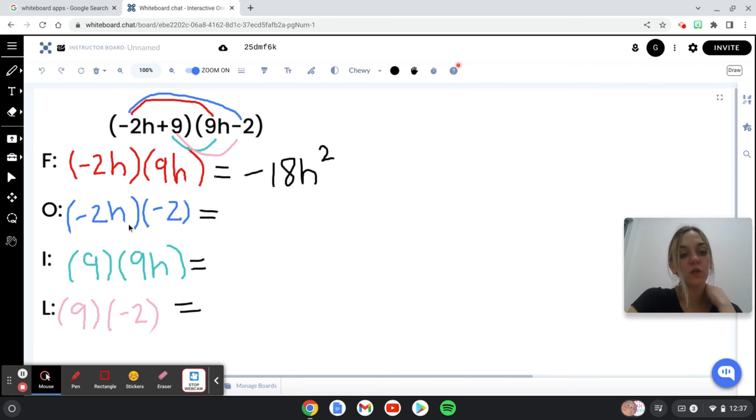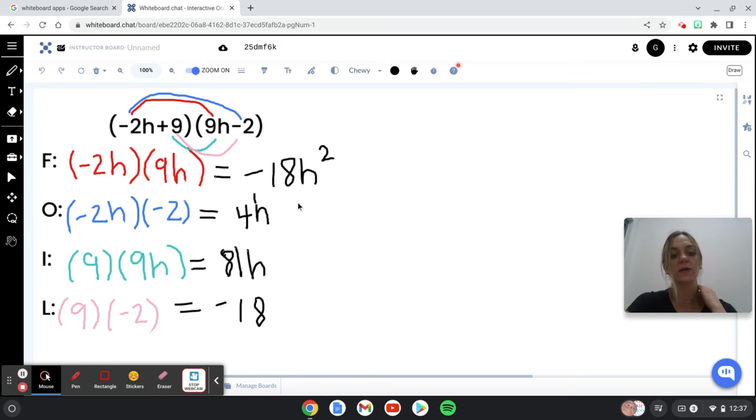O is negative 2h times negative 2. So I'm going to multiply my two coefficients. Negative 2 times negative 2 is positive 4. And then I have h as my variable. I for inside is 9 times 9h. Again, I'm going to multiply these two 9s together. So I get 81, and then h just comes along. And then L is 9 times negative 2, which is going to give me negative 18. Do not forget your negative signs while you're doing this.